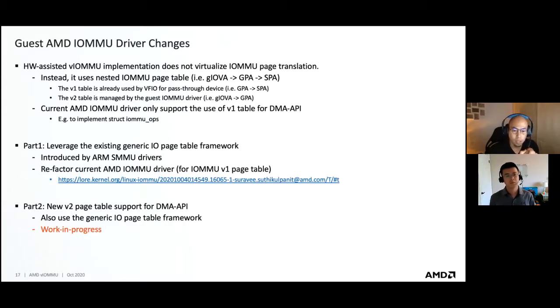The changes are split into 2 parts. First is to refactor the current code to use the generic IO page table framework that has been introduced and is currently used by ARM. The code has been submitted upstream already for review. The next part will be adding support for the V2 page table for DMA-API, which is also going to use the same generic IO page table framework. This is work in progress.